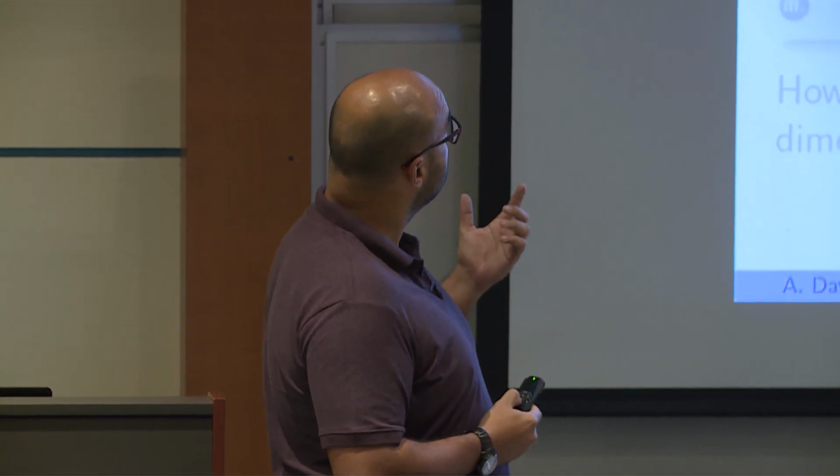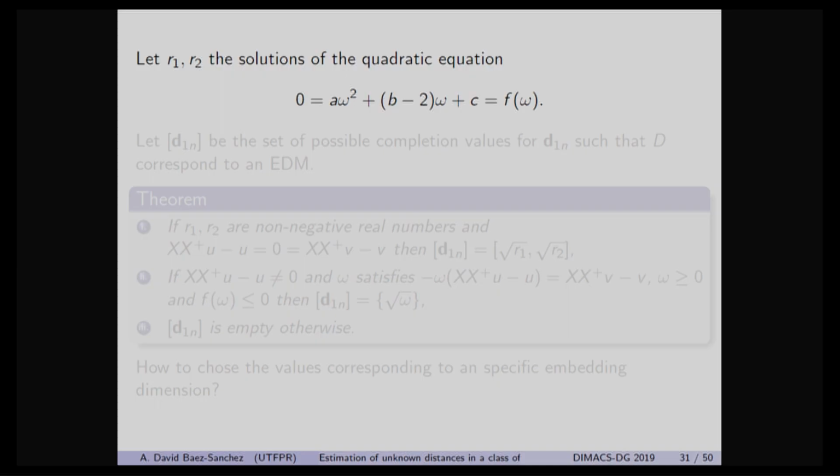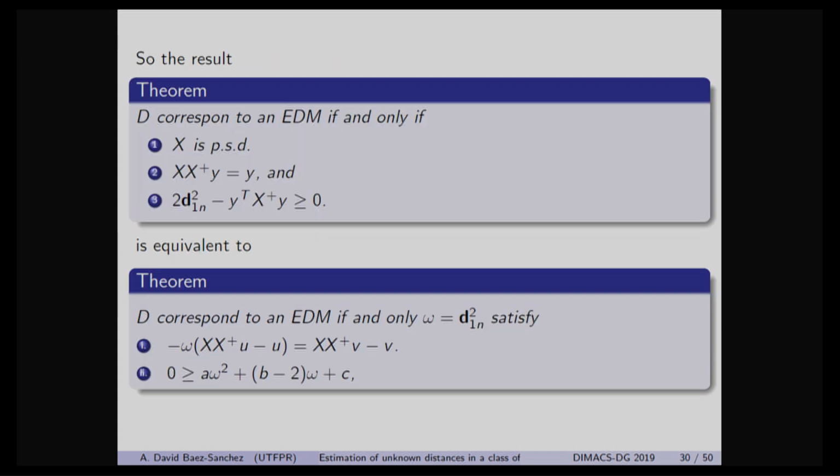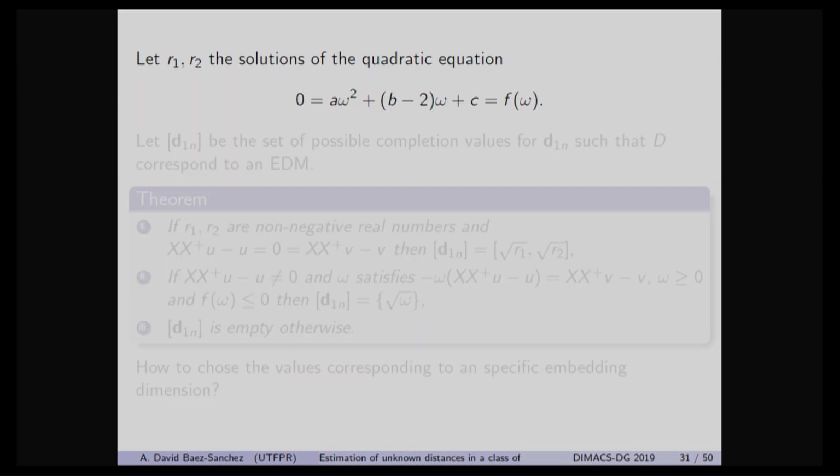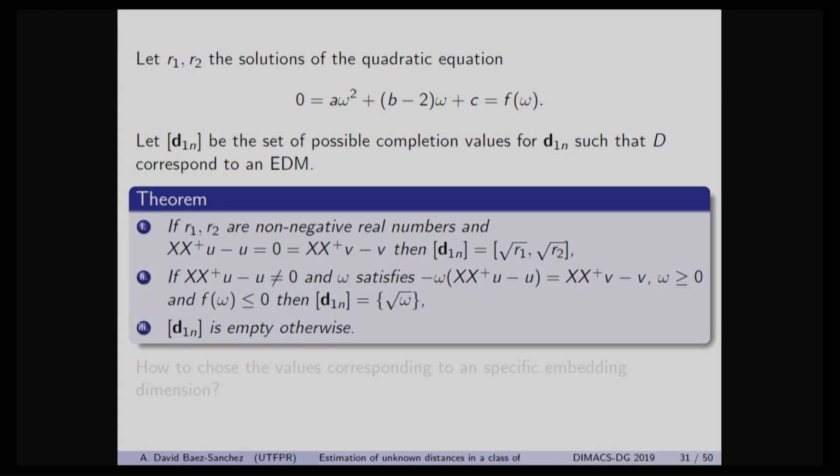So in fact, when you use R1 or R2 as the solution of these quadratic equations, here I just put these two d1 and two omega to the other side. This is what's happening here. You have this result. Let's call this bracket d1n the set of possible completion values for the d1 completion problem. If these roots are non-negative real numbers and all these things are zero, then this possible interval of solution has to be the square root of these values.